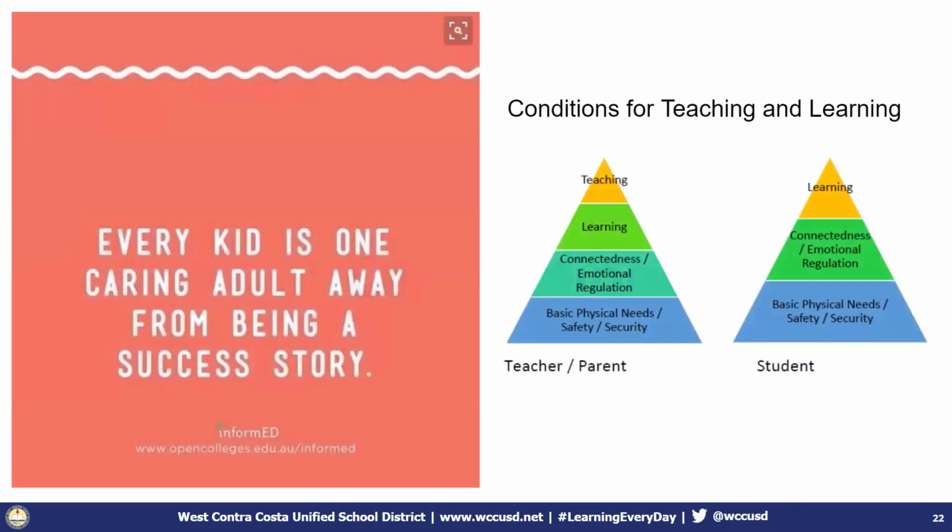Relationships and connections. So the quote here is, every kid is one caring adult away from being a success story. And so you all are adults in the students' lives. It doesn't always have to be the teacher. It doesn't always have to be the principal. It could be a counselor. It could be a coach. It could be the custodian. It could be the office manager. But anyone that shows that they care about a student, students need that and they react to that.